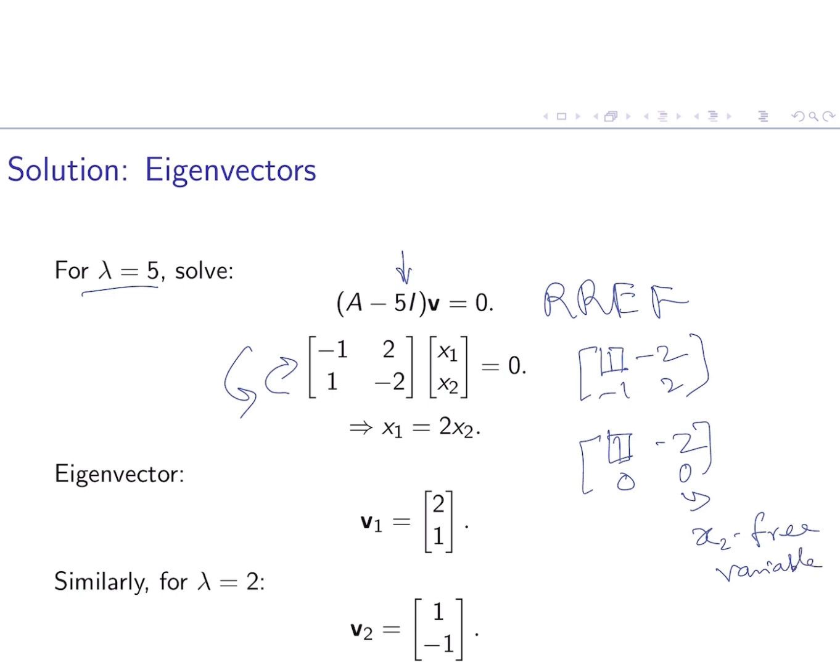Okay. So now you can write the solution. x1 is equal to 2x2, and then when you take x2 as 1, you will get a non-zero vector, right? So x2 is a free variable, and any non-zero value you can take. So for one value I have received one eigenvector. Similarly for lambda equal to 2, you will get another eigenvector, 1, minus 1.